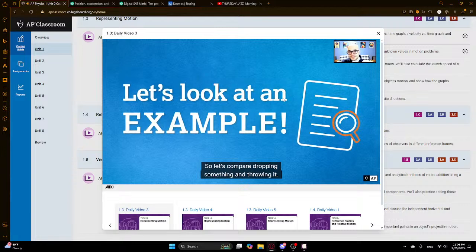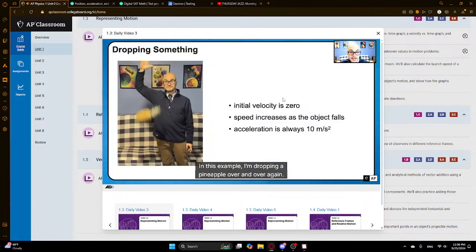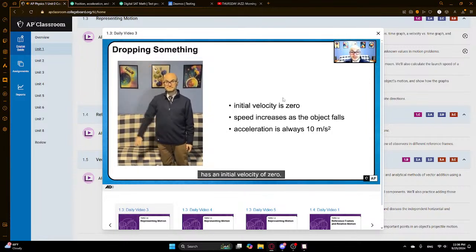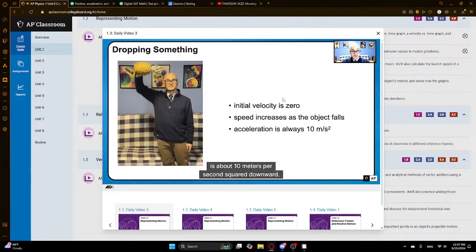So let's compare dropping something and throwing it. In this example, I'm dropping a pineapple over and over again. When I let go of the pineapple, it has an initial velocity of 0. Its speed increases as it falls. Well, my office is on Earth, so the acceleration here is about 10 meters per second squared downward.